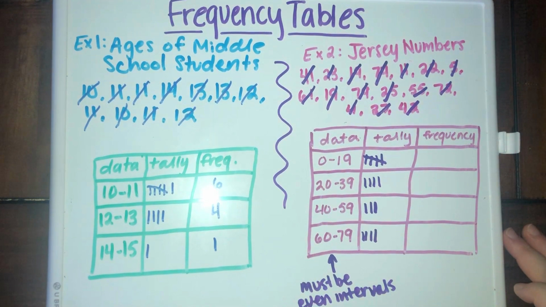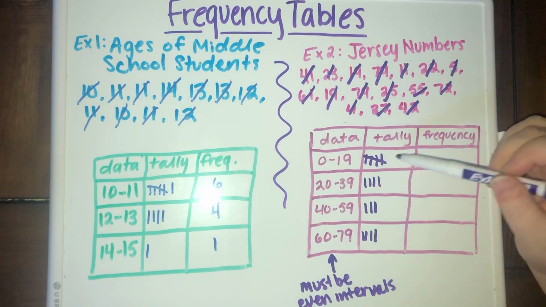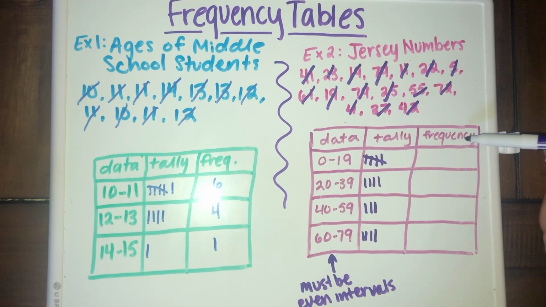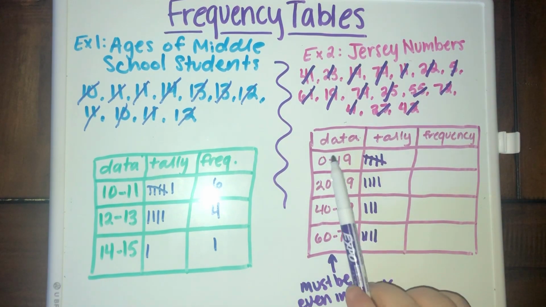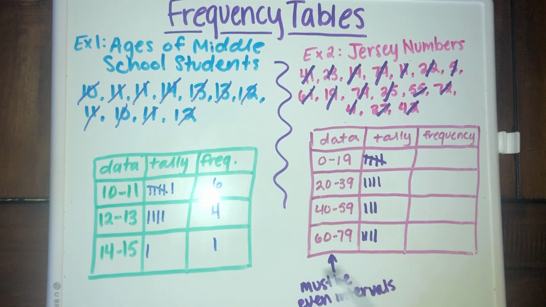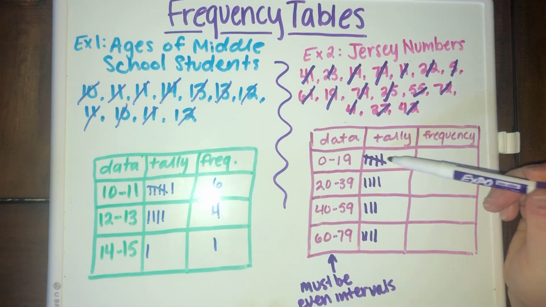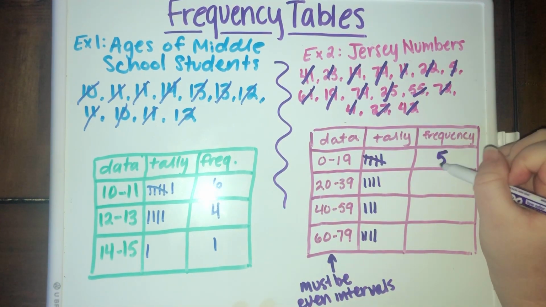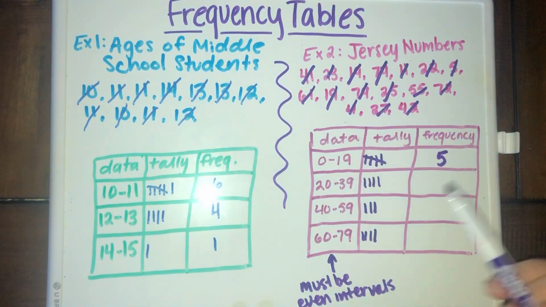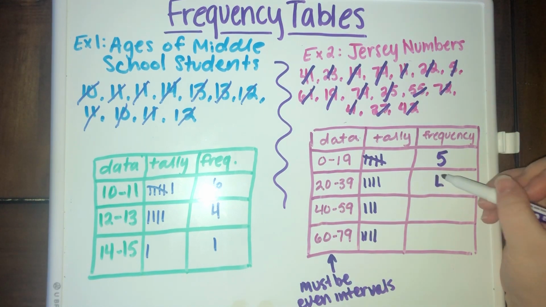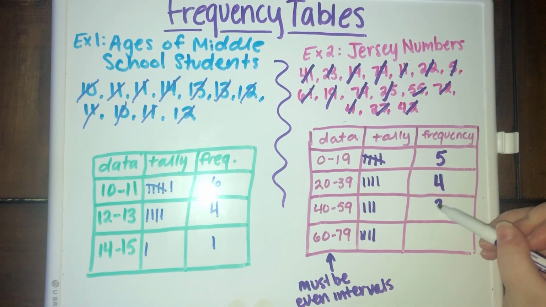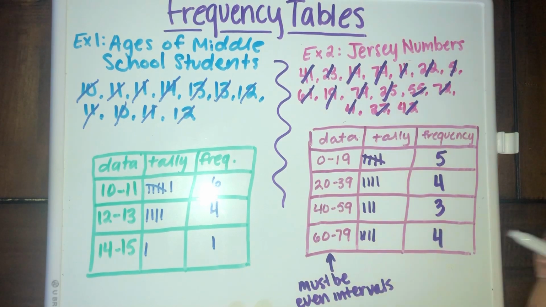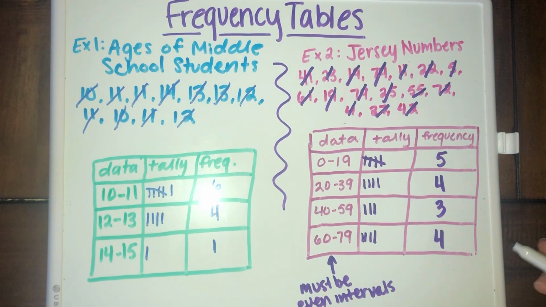So I've got all my tallies done, and now all I have to do is transfer my tallies to the frequency, which just means how many times there are numbers from 0 to 19. And in this data set, there are 5 numbers that occur between the interval 0 to 19. Here there are 4, 3, and 4 again.